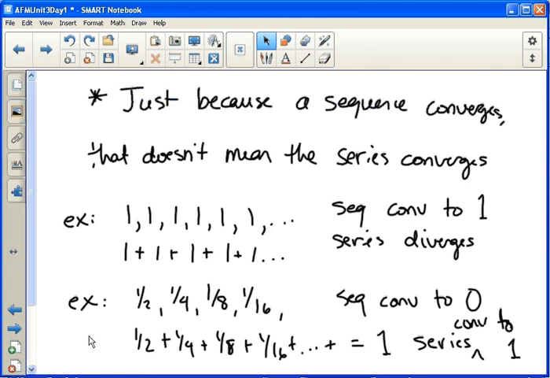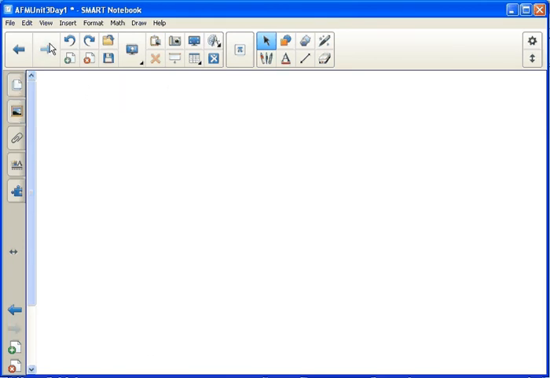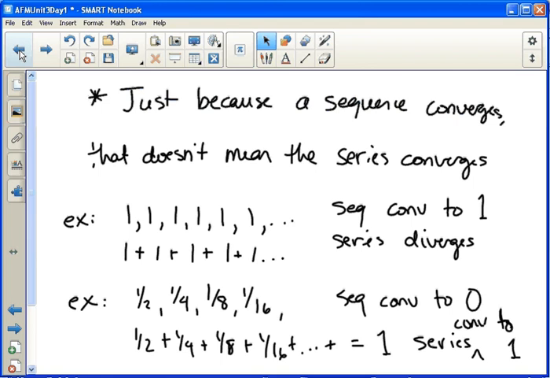Alright, that should be all you need to know before we get into some specific types of series. And we're also going to look a lot at just how to determine if a series converges or diverges.